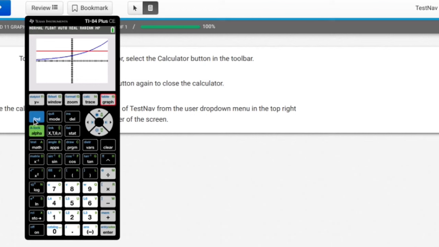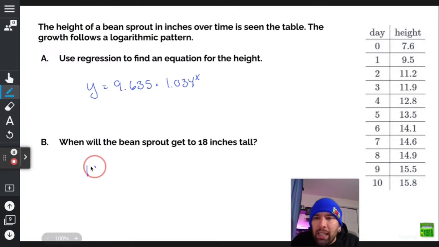But in order to find out where these two lines intersect, I'm going to hit second calc, hit 5 for intersect. First curve, I'm already there. Second curve, I'm already there. Enter. And the intersection is 18.869. So we'll write that out as 18.869 days. So the 18th day is when this should do it. So Mr. Calculator says 18.869, and what are we talking about? Days.